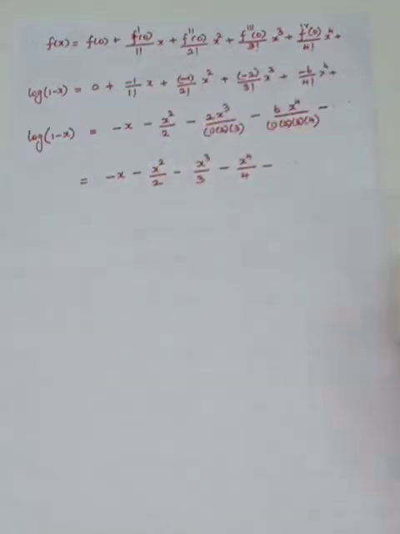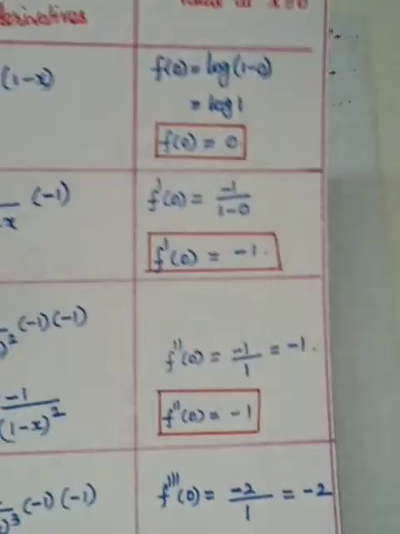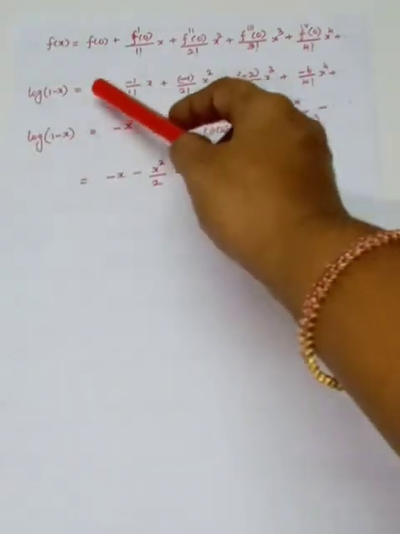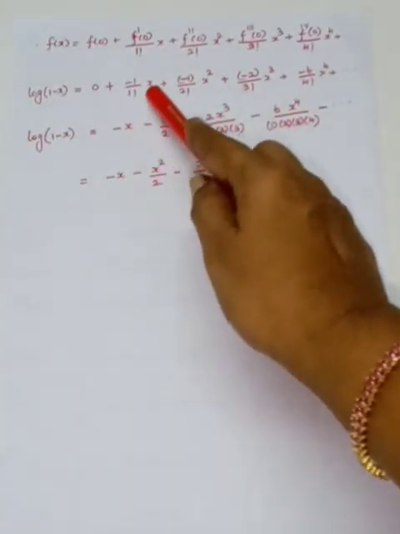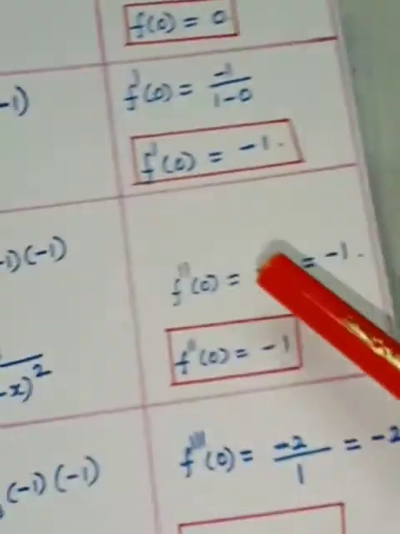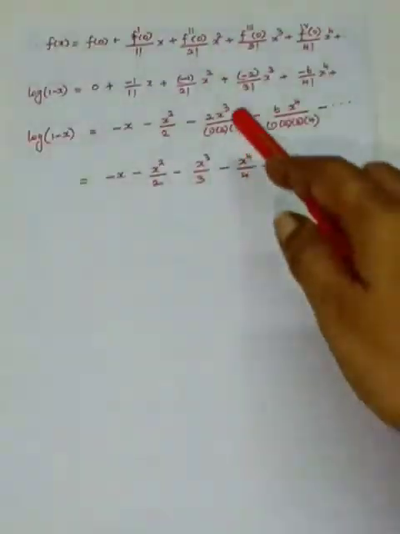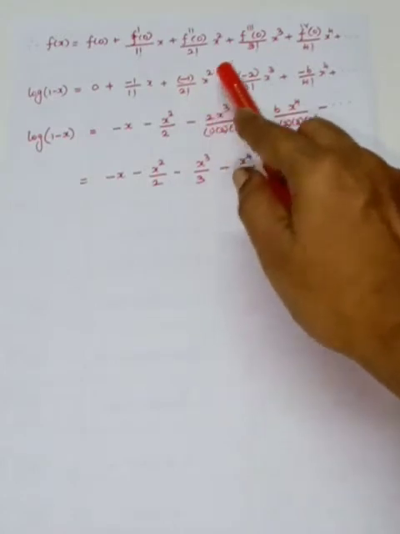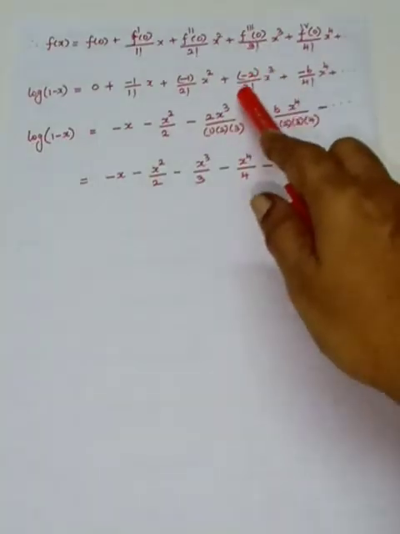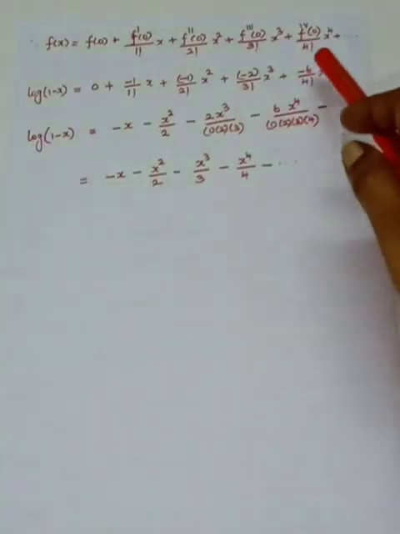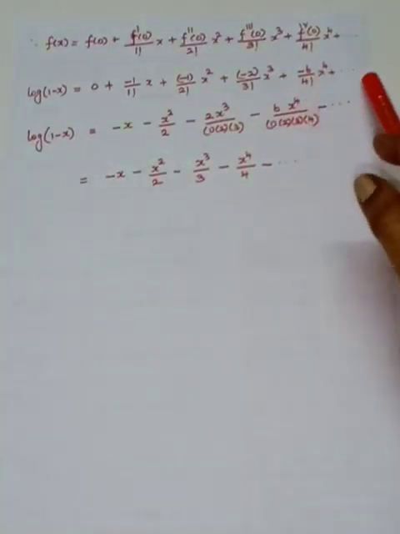So you have to substitute f of 0. The previous term we have found f of 0 as 0. So it is substituted 0. And f dash of 0, what we have found, it is minus 1. So it is minus 1 divided by 1 factorial into x plus f double dash of 0. F double dash of 0 is minus 1. So minus 1 by 2 factorial into x square. F triple dash of 0, what is it? It is minus 2. So minus 2 divided by 3 factorial into x cube. What is f fourth dash of 0? It is minus 6. So minus 6 divided by 4 factorial into x power 4 plus etcetera.